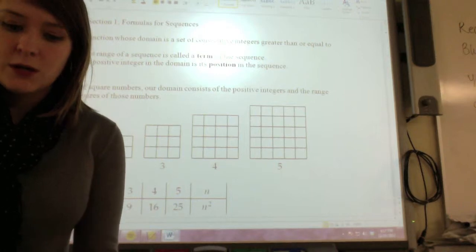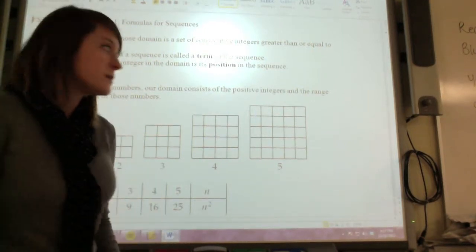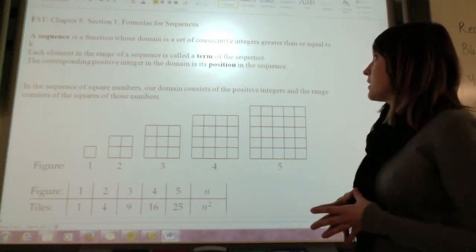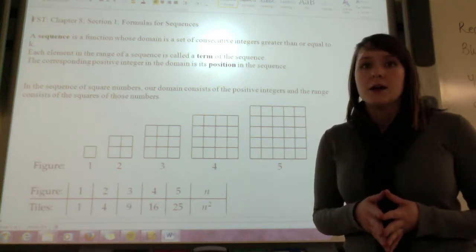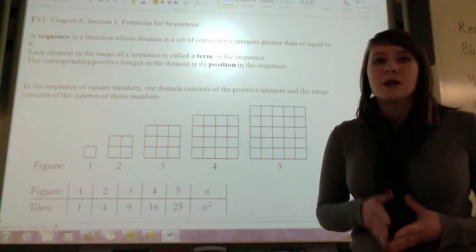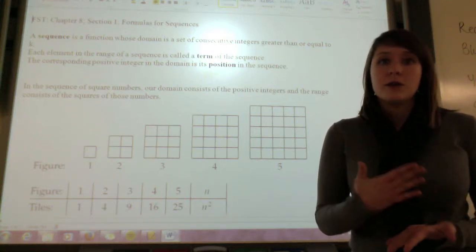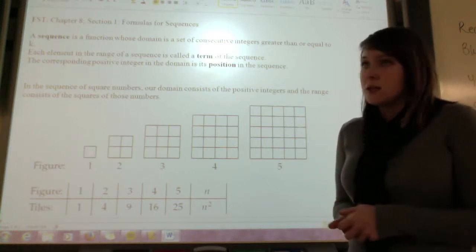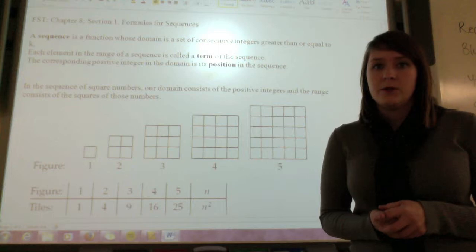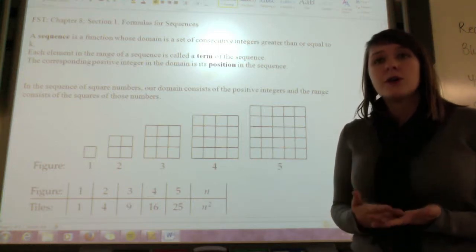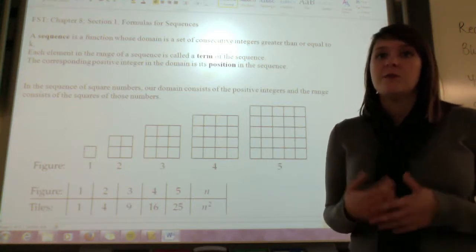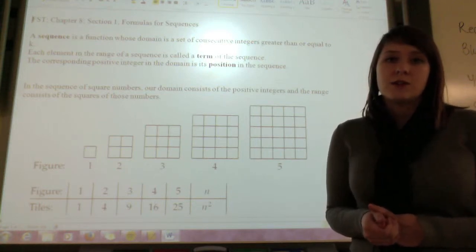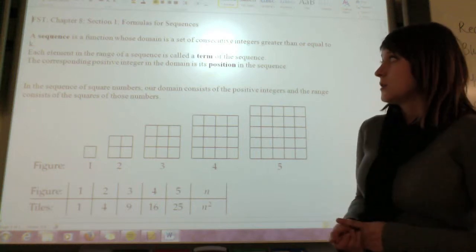Okay, so section 1 is called formulas for sequences. A sequence is a function whose domain is a set of consecutive integers greater than or equal to k. So essentially, when we have a sequence, all of our domain values are 1, 2, 3, 4, 5, 6, etc., and your range is the actual values of those terms. So your terms are just your first term, your second term, your third term, and those are your domain values. And your range values are the actual values of each of those terms.